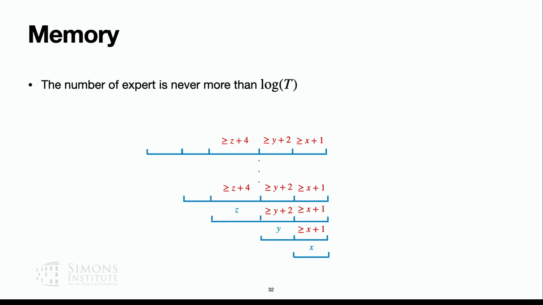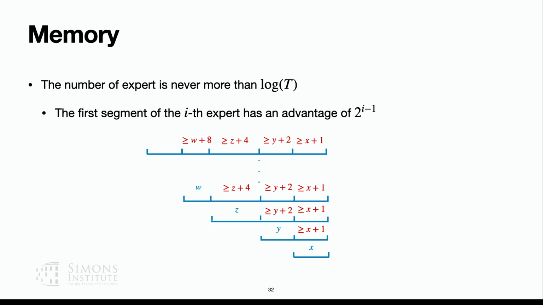Continuing, this gap becomes larger and larger. In summary, the i-th expert from the first segment has a total advantage of 2 to the i minus 1. That is to say, its loss is at least 2 to the i minus 1 smaller than the other experts. Of course, the loss could be at most t, right? So this means the number of experts is never more than log t.